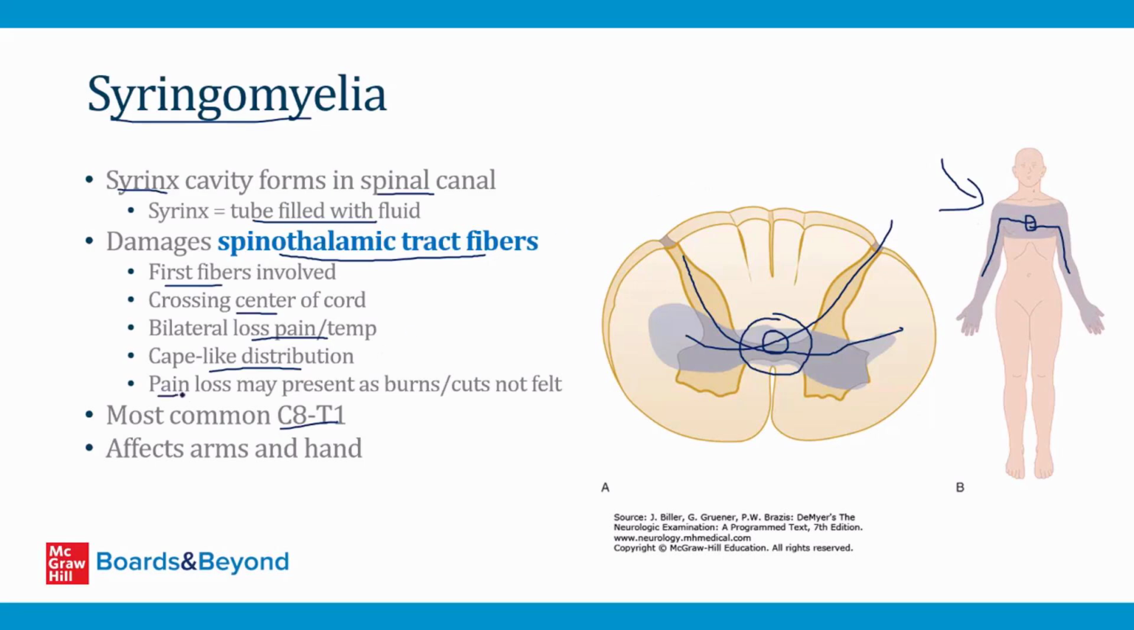Sometimes the loss of pain sensation presents as burns or cuts that are not being felt, and that's sometimes how patients with this condition first come to medical attention, because syringomyelia develops slowly over a long period of time, and so one of the first signs could be that someone cuts themselves or burns themselves on the hands or arms, which are usually affected, but they don't feel the pain.